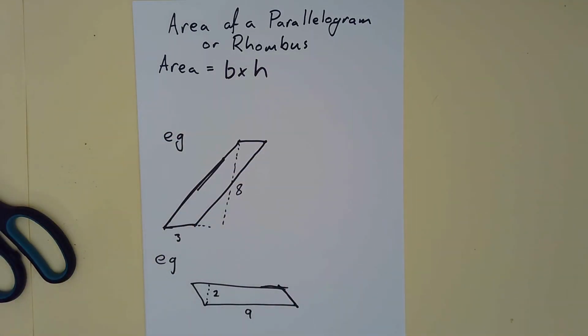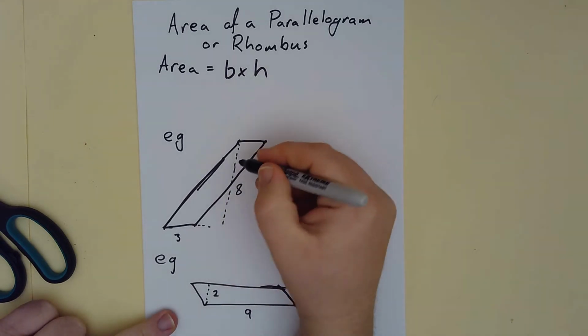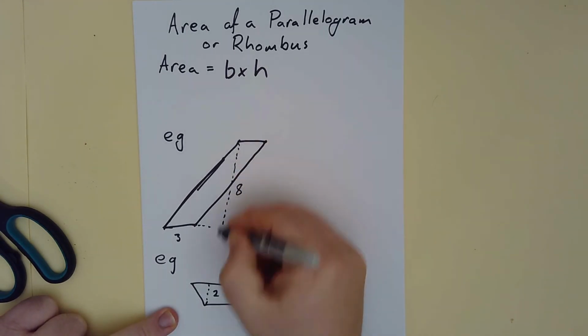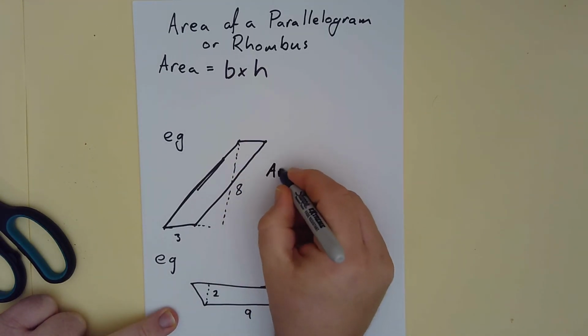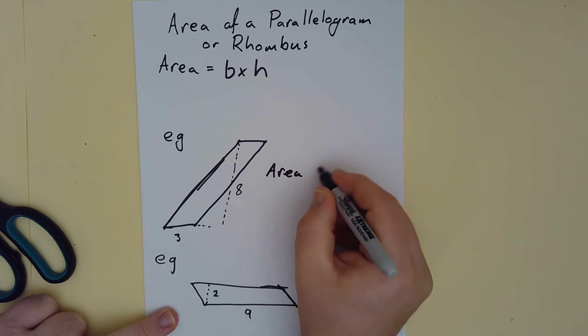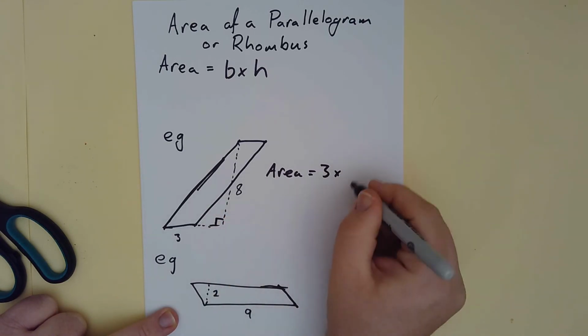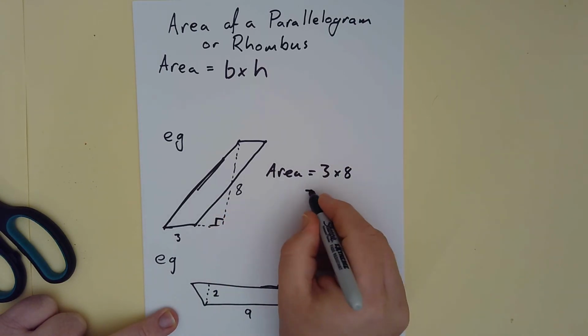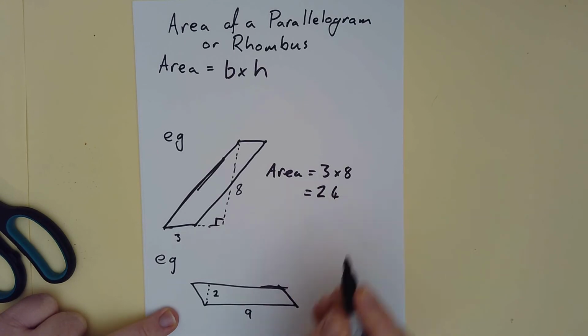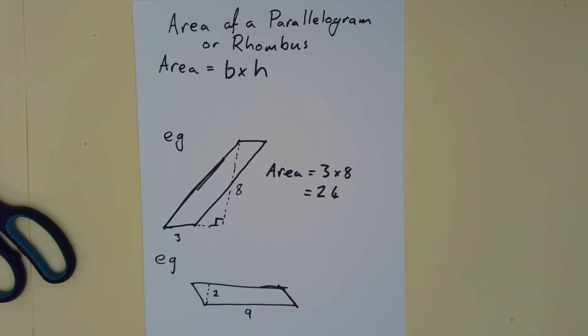So let's have a look at that as an example. Here's one like I just did on the page before. And again, see, I'm looking here for the vertical height. So the area here is going to be breadth, which is 3, times my vertical height. So this needs to be at a right angle. So that's the vertical height. I get 24.